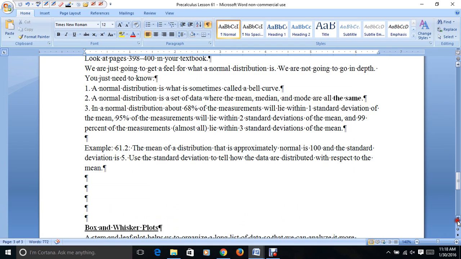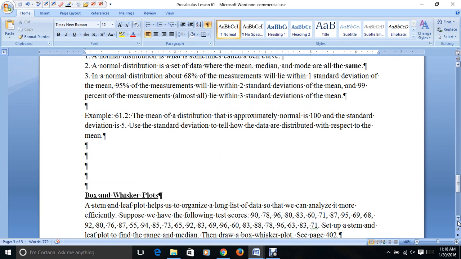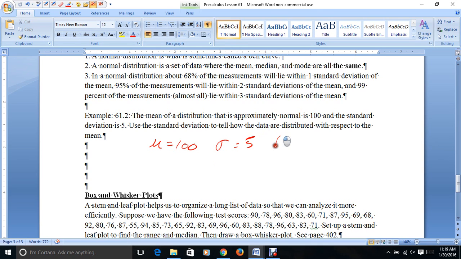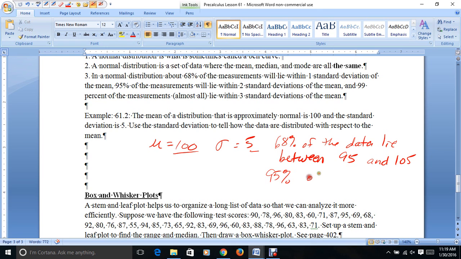So if you saw a problem like this where it said that the mean of the distribution, which is approximately normal, is 100, so they're giving you this information. The mean of some normal distribution is 100, and the standard deviation is 5. Okay? So use the standard deviation to tell how the data are distributed with respect to the mean. So all you would have to say is that 68% of the data lie between 95 and 105, because the mean is 100, standard deviation is 5, so that's within one standard deviation of the mean.